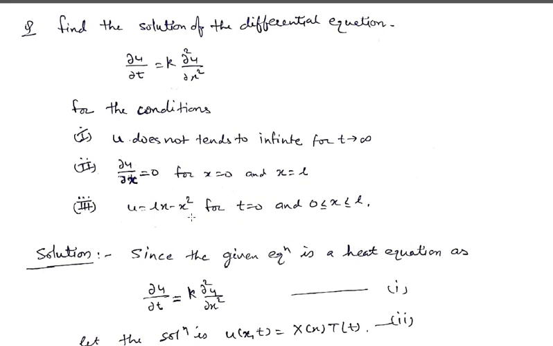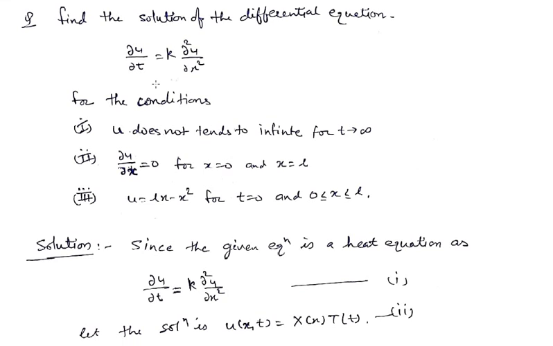And u equals Lx minus x square for t equals 0. Initially at time t equals 0 and for x lying between 0 and L, u must be given by Lx minus x square. So under these three conditions we are to find the solution for this equation, which is a heat equation.